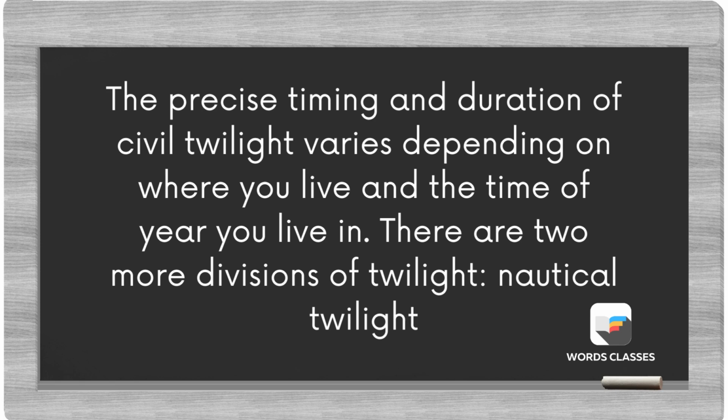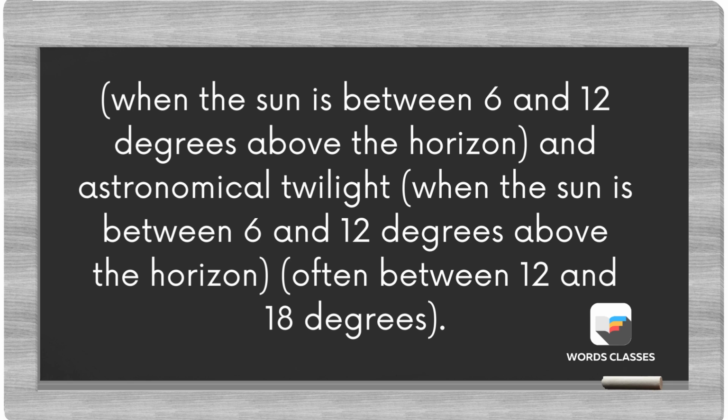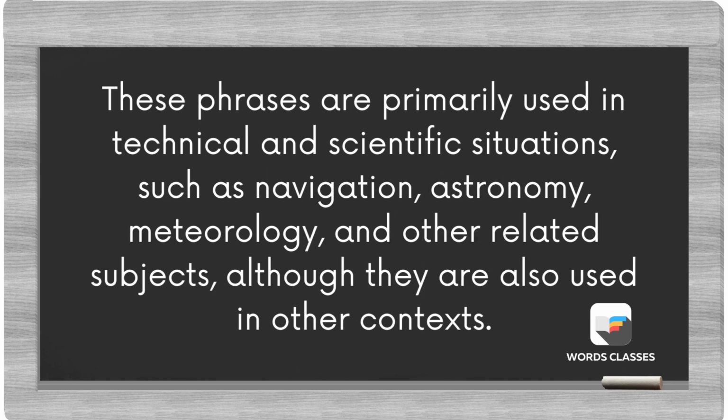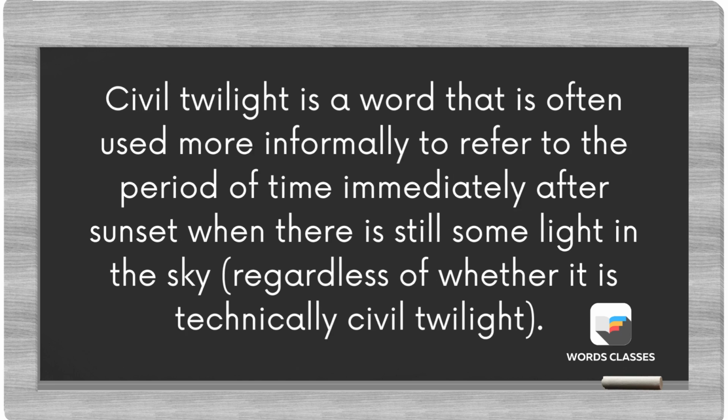There are 2 more divisions of twilight: nautical twilight, when the sun is between 6 and 12 degrees below the horizon, and astronomical twilight, when the sun is between 12 and 18 degrees below the horizon. These phrases are primarily used in technical and scientific situations, such as navigation, astronomy, meteorology, and other related subjects, although they are also used in other contexts.